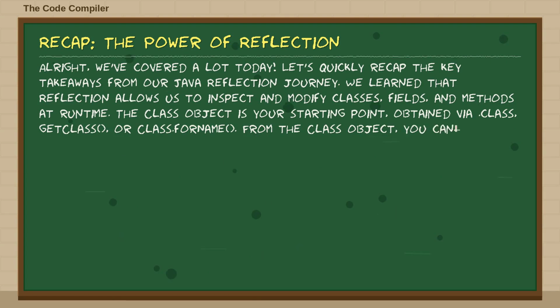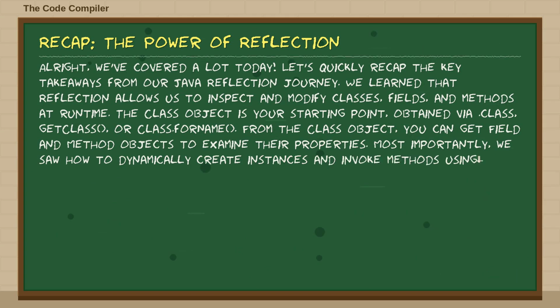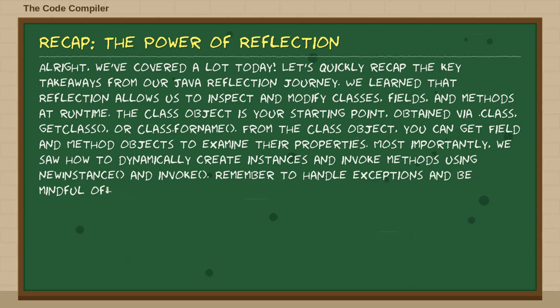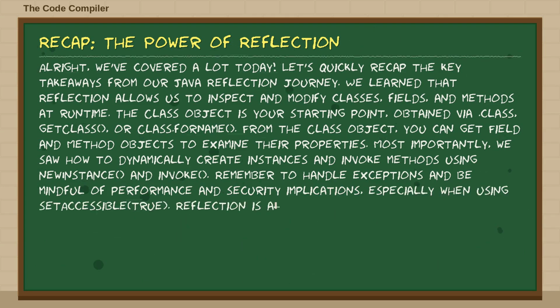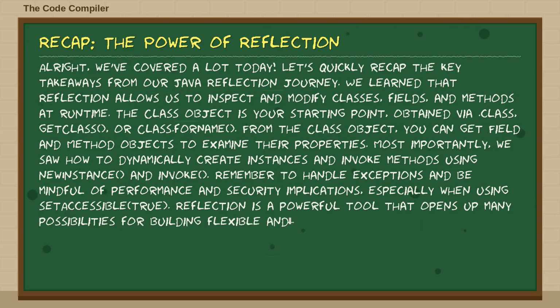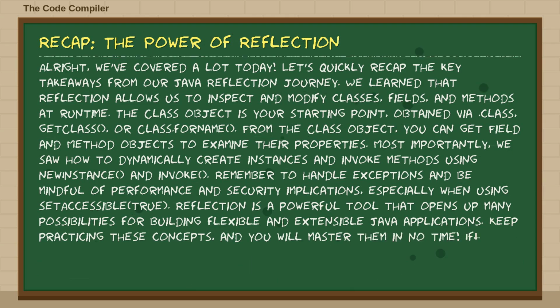From the class object, you can get Field and Method objects to examine their properties. Most importantly, we saw how to dynamically create instances and invoke methods using newInstance and invoke. Remember to handle exceptions and be mindful of performance and security implications, especially when using setAccessible(true). Reflection is a powerful tool that opens up many possibilities for building flexible and extensible Java applications. Keep practicing these concepts, and you will master them in no time.